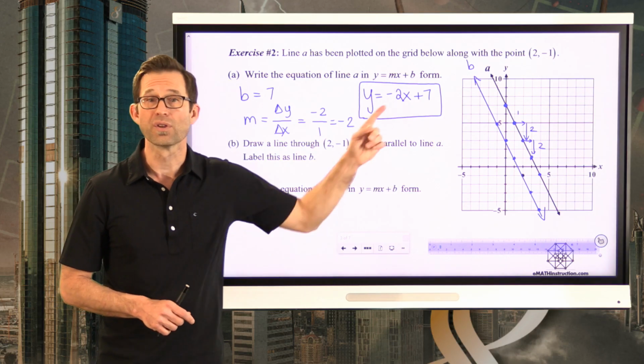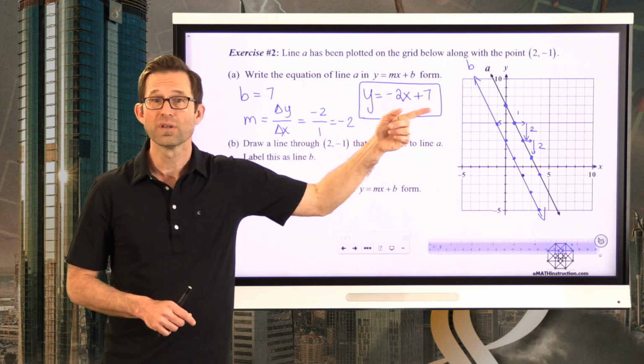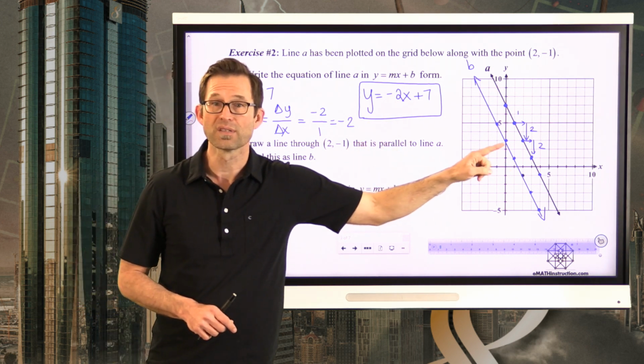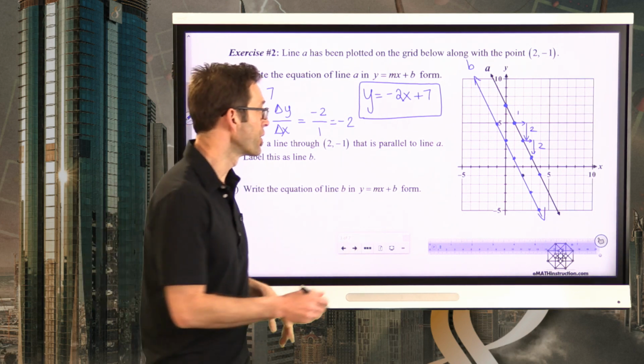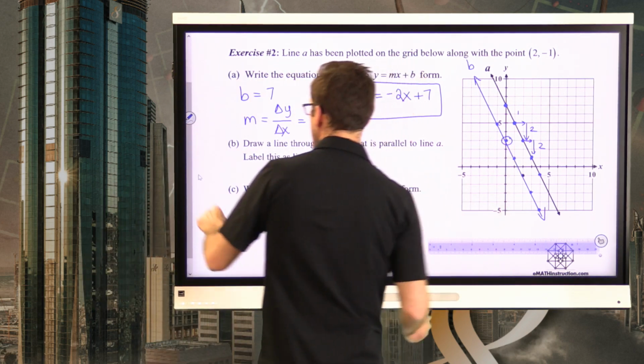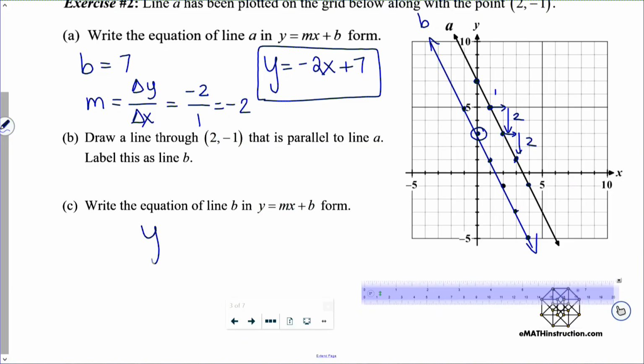Well, we already know the slope's -2. The only question is, what's the y-intercept? Well, we can see that the y-intercept here is equal to 3. All right, so we can now say its equation is y equals -2x plus 3.